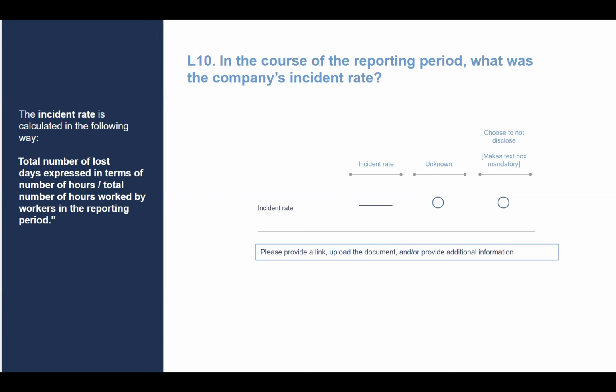Workers here are employees and do not include contractors, vendors, or external consultants. This indicator should also reflect reporting on mental health and stress. Companies can choose to select unknown if the incident rate is not measured. Furthermore, companies can choose to not disclose. If they do so, they will be prompted to provide an explanation. More information on how to calculate the frequency rate and the incident rate in relation to injuries and/or diseases can be accessed in the guidebook of the communication on progress.